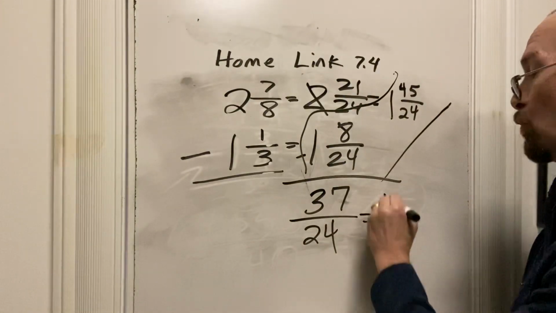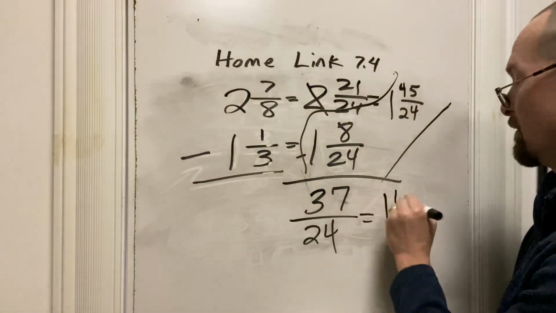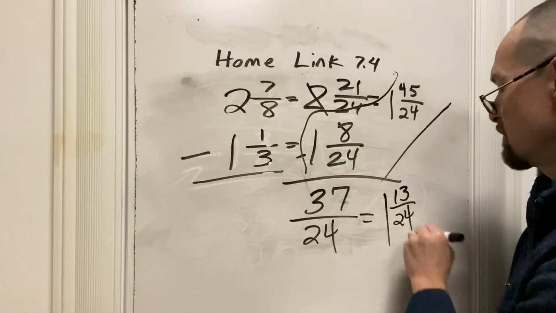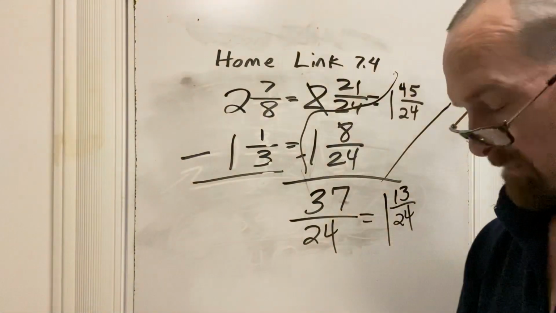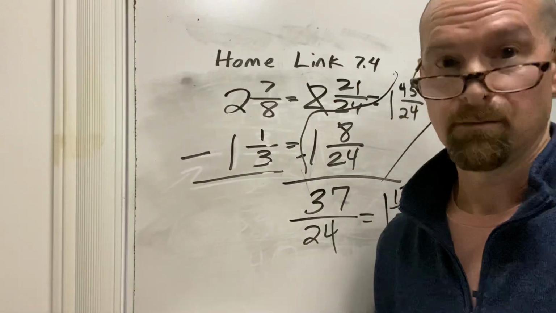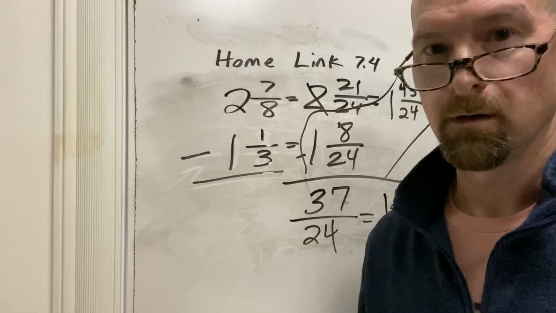24, how many into 37? 1. How many are left over? 13 papas right there. 13 24ths. 1 and 13 24ths. And that, ladies and gentlemen, is Math Box 7.4 Explained.